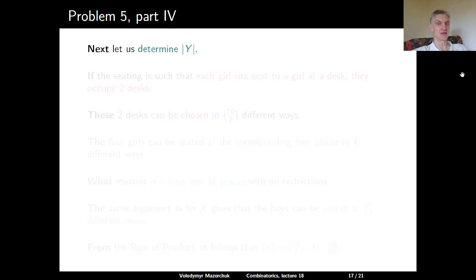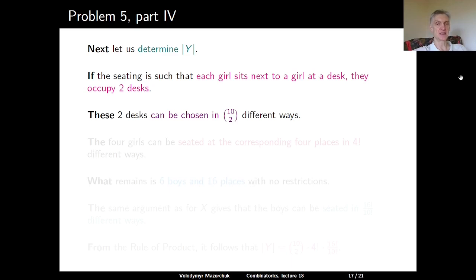Similarly, we can determine the cardinality of Y. So, if we place girls such that a girl sits next to a girl, they occupy 2 desks. We can choose these desks in 10 choose 2 different ways, and we can place 4 girls at the 4 seats which we have chosen in 4 factorial different ways.